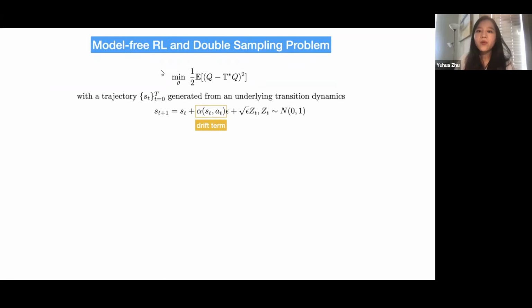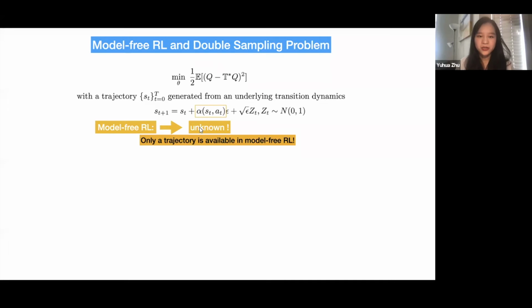So first, we want to solve this minimization problem. However, we only have a trajectory generated from the underlying transition dynamics. Here we assume the transition dynamics is a discretized SDE with a drift term alpha depending on the state and action. However, in model-free RL, this drift term is unknown. We don't have an explicit form of the transition dynamics. We're only given a trajectory that is generated from this dynamics.